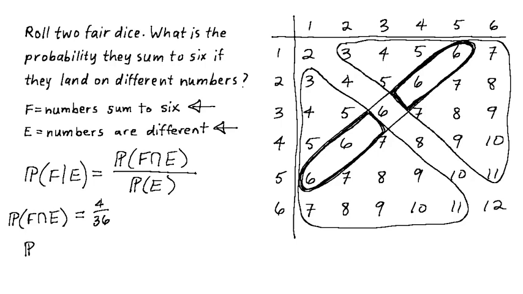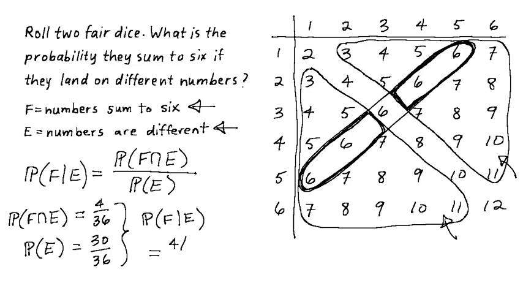To get P of E, we note that the equally likely outcomes in here and in here total 30. So the probability of E is 30 out of 36. Putting it all together, we find that the probability of F given E is 2 over 15.